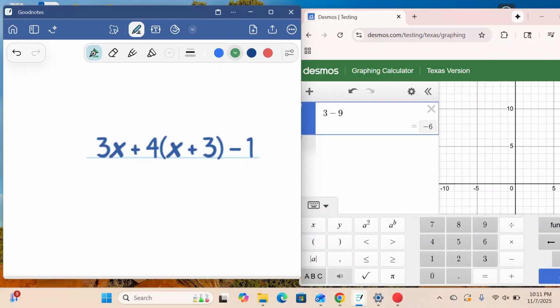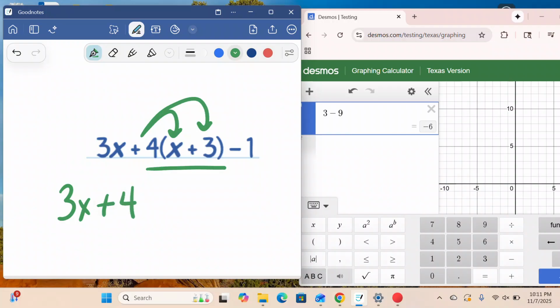So the first step is to underline our distributive property, which is right there. Everything else I'm going to bring down. I'm going to bring down the 3x right here, and then I'm going to distribute right here and right here. We look at what's 4 times x. A positive 4x. And then what is 4 times 3? A positive positive gives me a positive 12. Then I'm going to bring down the negative 1.